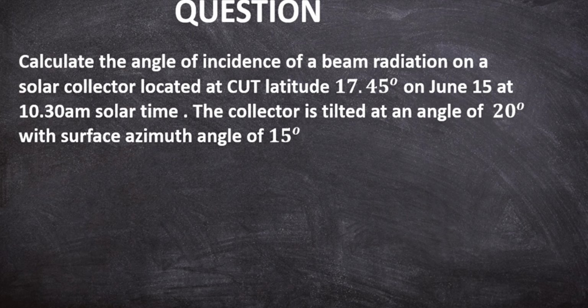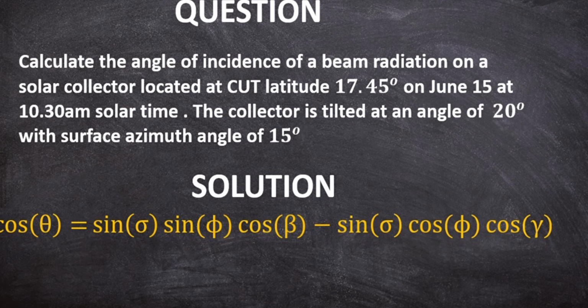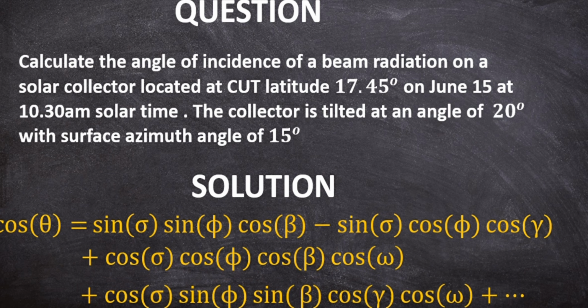So dealing with this one, in calculating the angle of incidence of a beam radiation, these are solar calculations. When dealing with these types of questions, only the formula will lead us first. Our formula says cos theta is equal to sine sigma sine phi cos beta minus sine sigma cos phi cos gamma plus cos sigma cos phi cos beta cos omega plus cos sigma sine phi sine beta cos gamma cos omega. The formula goes on and on. It's a bit long, so we shall express it in full in the following.